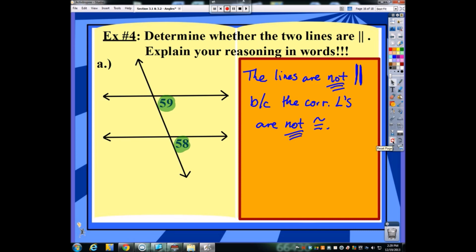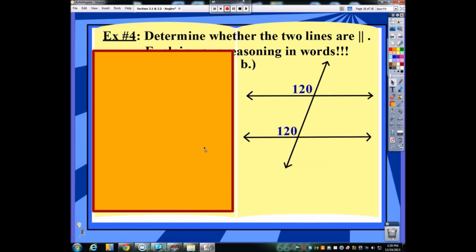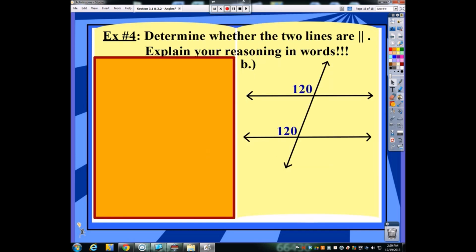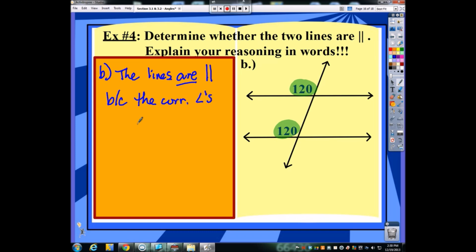All right, let's look at the flip side here. Part B. Well, let's see. We got a 120 and a 120. What type of angles are these? They're still corresponding, and they are congruent. So we'll say for part B, the lines are parallel. Why? Because the corresponding angles are congruent.